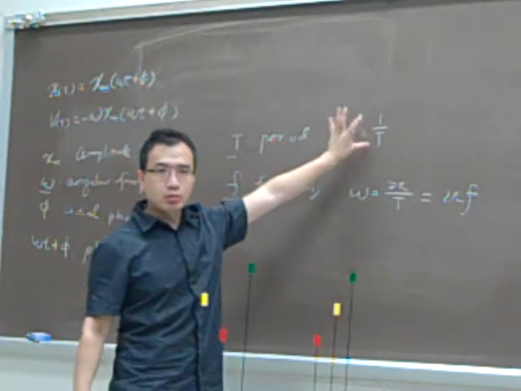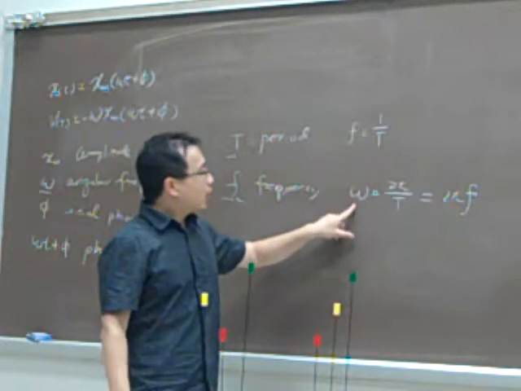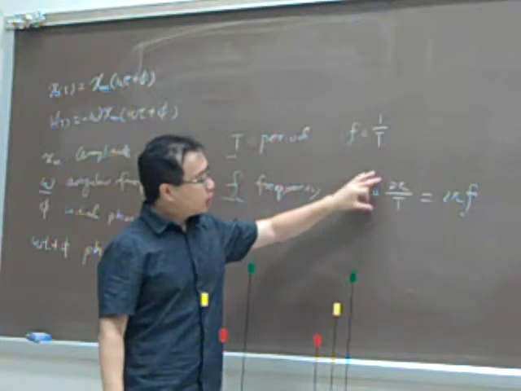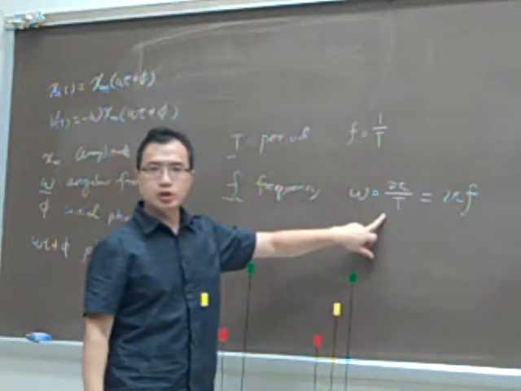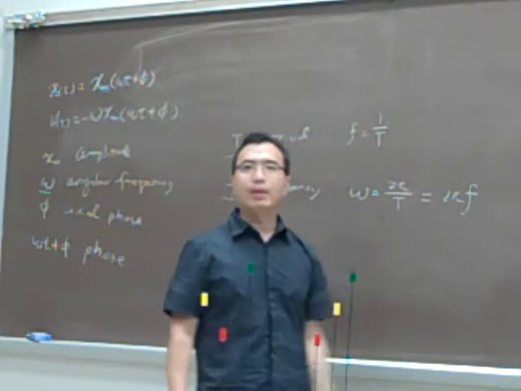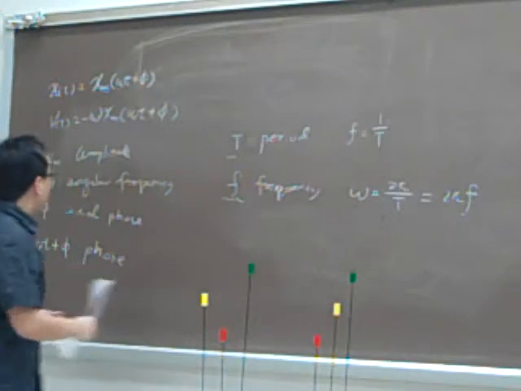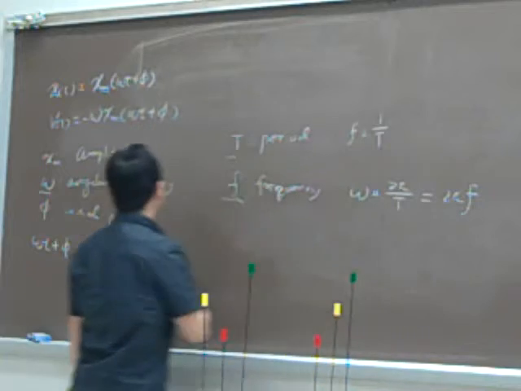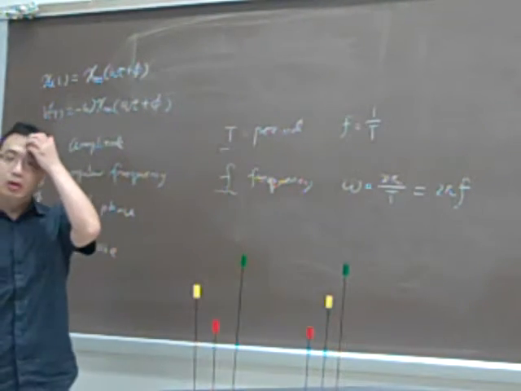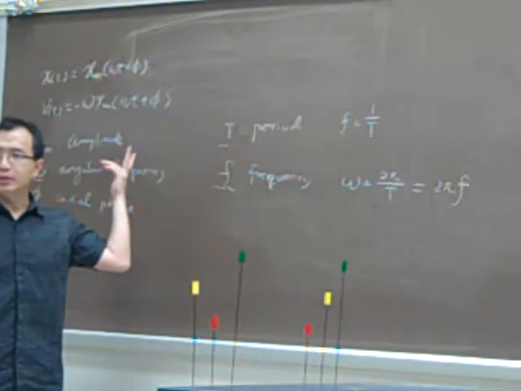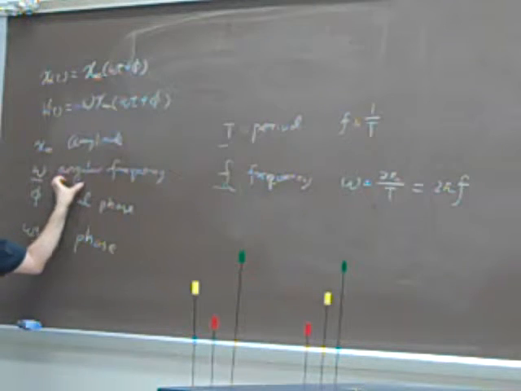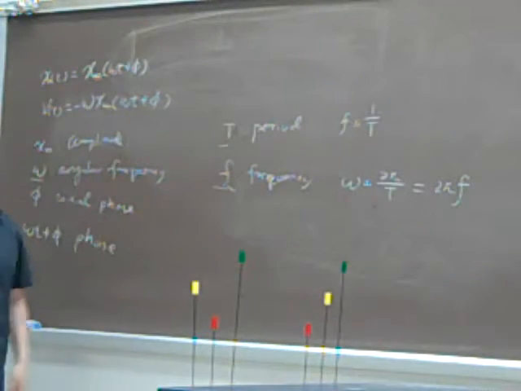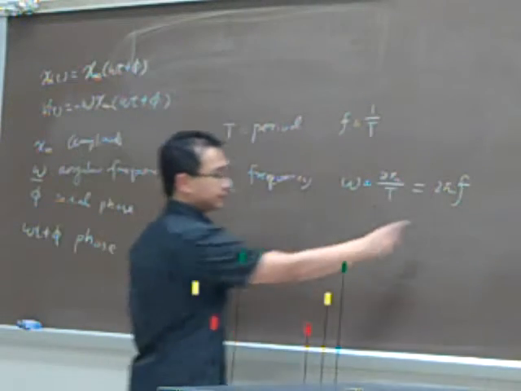These two are reciprocals. Omega equals 2 pi over T, or 2 pi multiplied by f. So if you know the frequency, to find the angular frequency you only need to multiply it by 2 pi. So you change the frequency to the angular measurement.